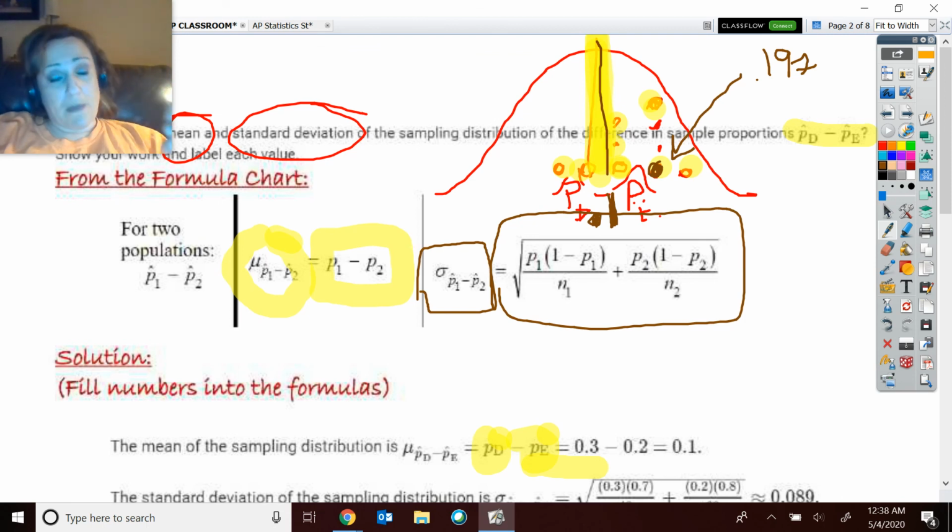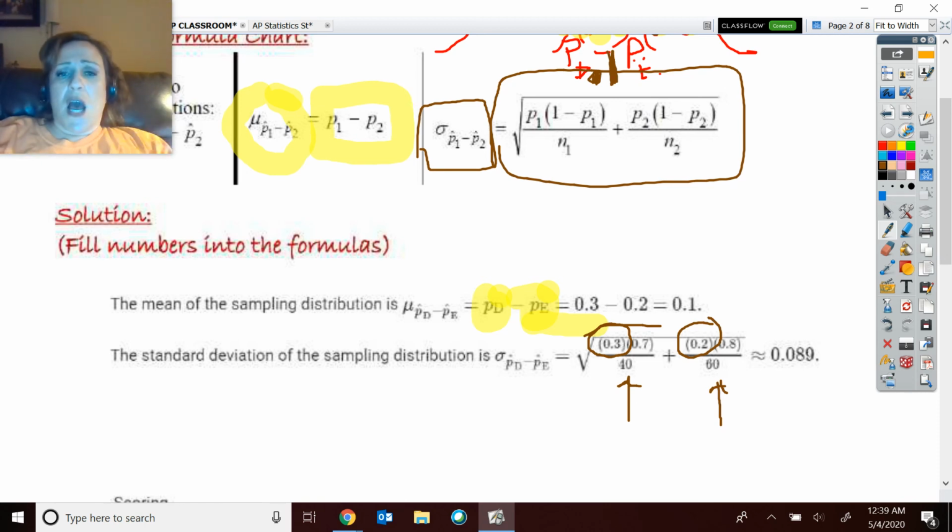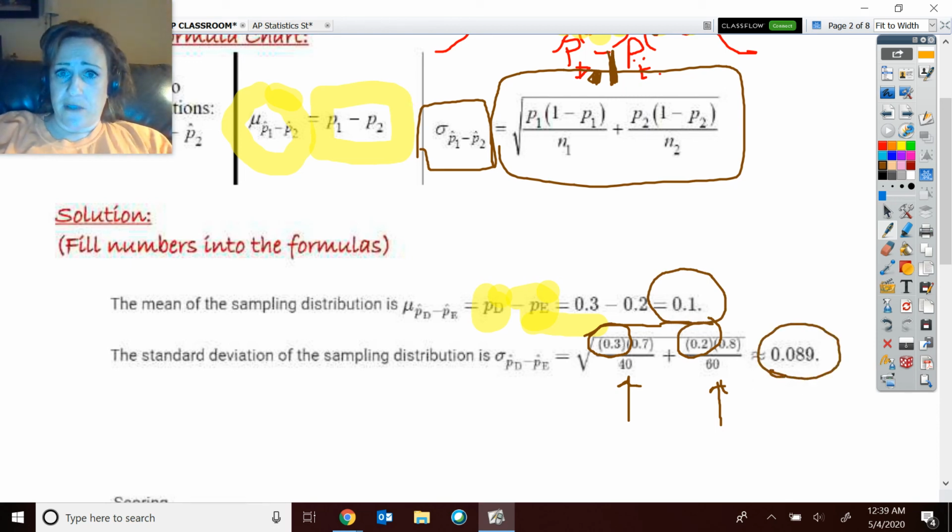Now, what P1 and 1 minus P1, what P1 are you using? Population. The best it can be is if you use true P. So that's what we're doing. So I'm using these population P1 and 1 minus P1, population P2 and 1 minus P2 for the D and the E. And then, of course, those are their sample size for the D population and sample size for the E population. All right, so then that means there is where our differences are centered and with this standard deviation.